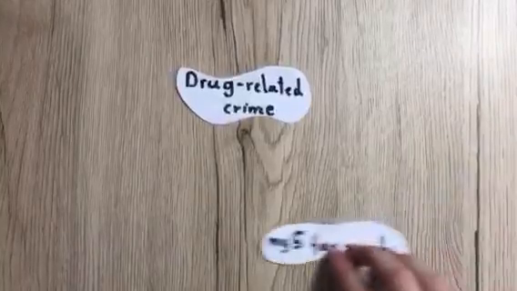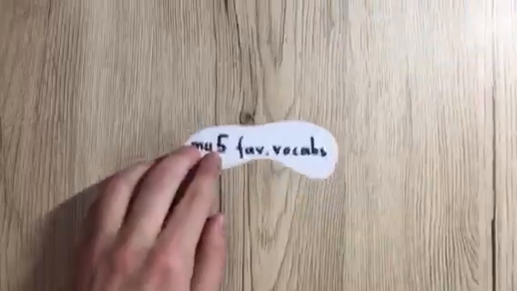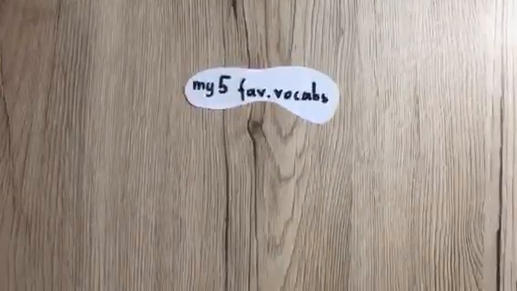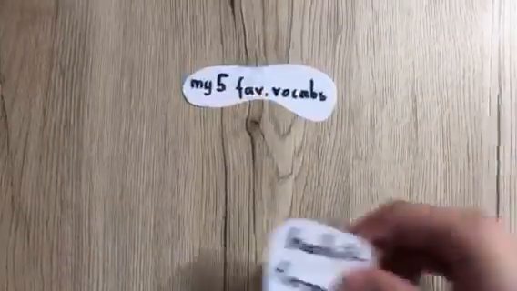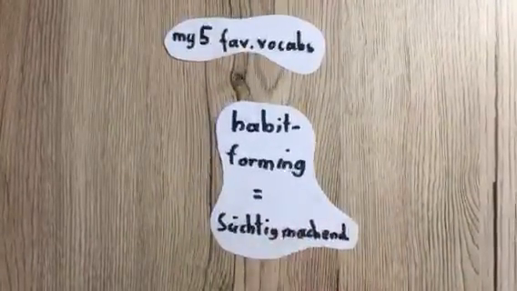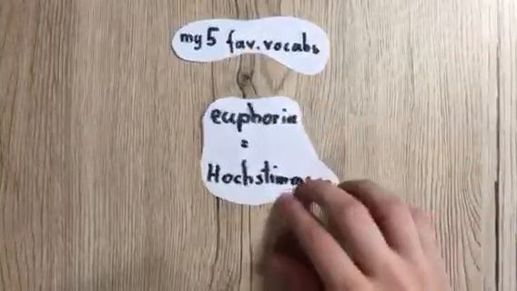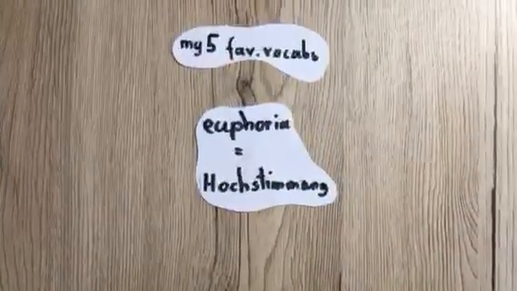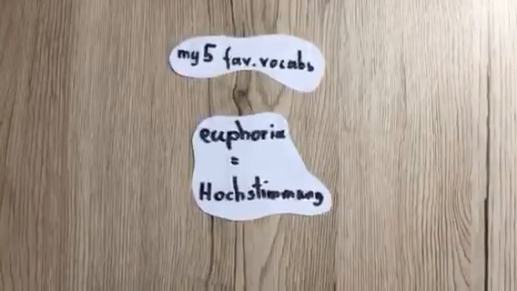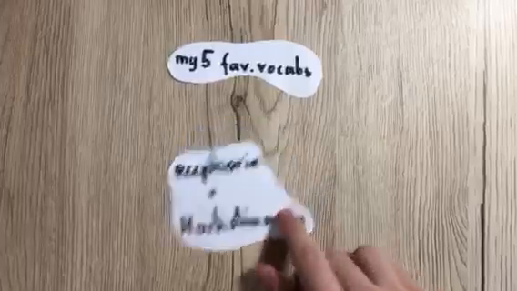Finally, here are my 5 most favorable vocabs. The first one is habit forming, which means addictive, and in German it's called süchtig machend. The next vocab is euphoria, which is a state of extreme happiness, sometimes more than reasonable. In German it means Euphorie or Hochstimmung.